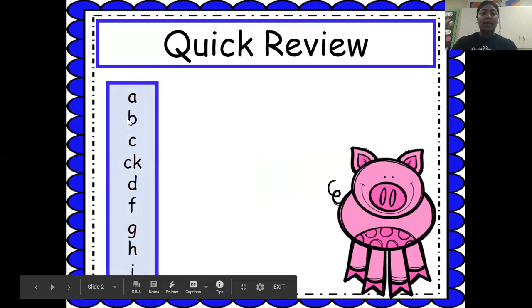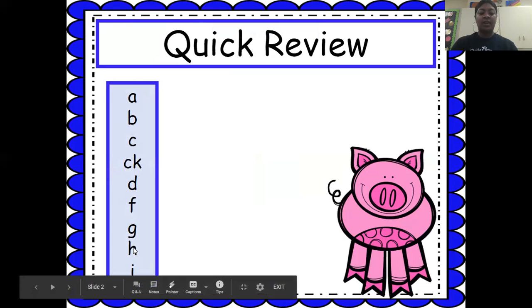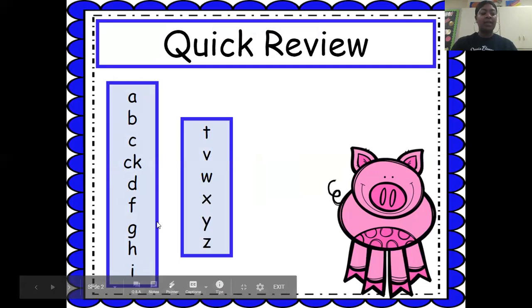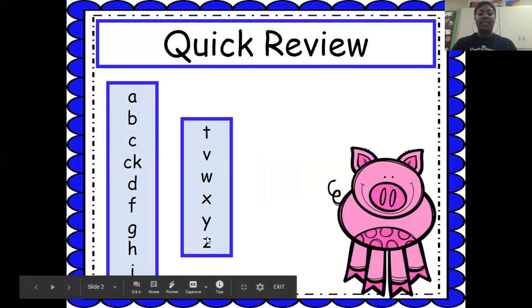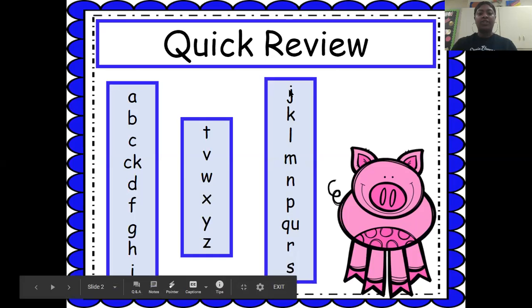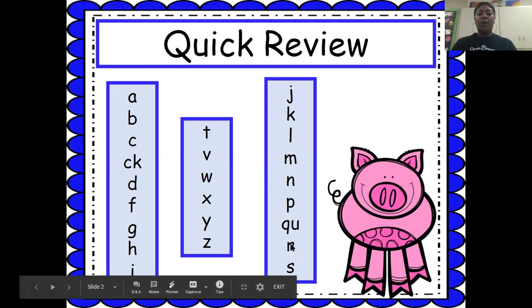A, B, C, K, D, F, G, H, I, E, T, V, W, X, Y, Z, J, K, L, O, M, N, P, Q, and U. We spell with those two letters together. Qu, R, S.